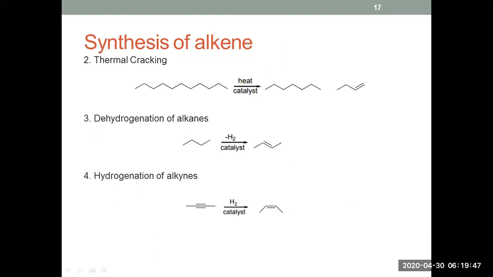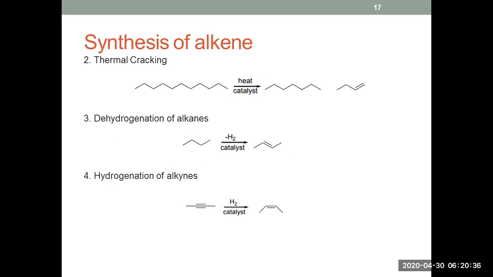Now, second method of synthesis of alkene is thermal cracking. If you have alkane, you heat it in the presence of catalyst, it is cracked into lower alkane as well as some alkene. Third method, dehydrogenation of alkane. You can carry out catalytic dehydrogenation of alkane, and it will remove two hydrogens, but it requires high temperature and high pressure. In the presence of catalyst, it is dehydrogenated. Removal of hydrogen from here and from here gives you a carbon-carbon double bond.